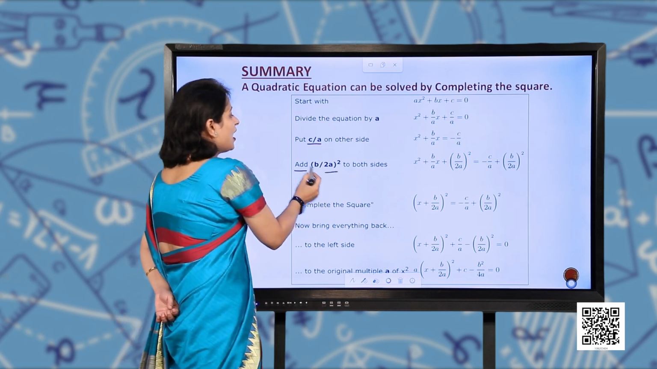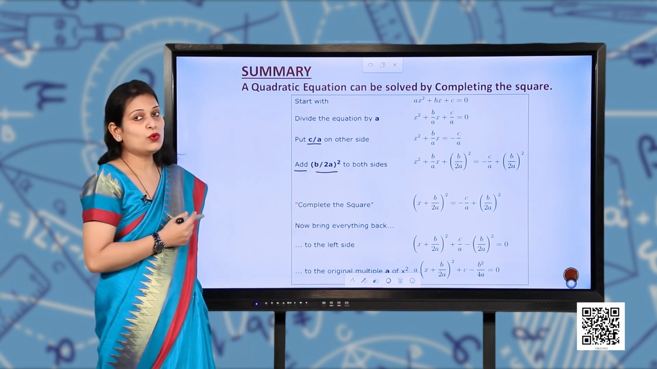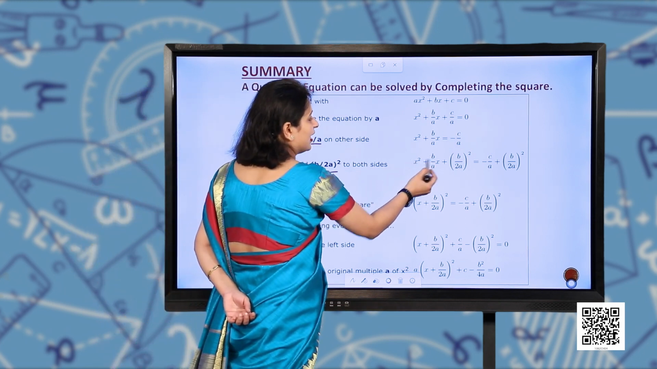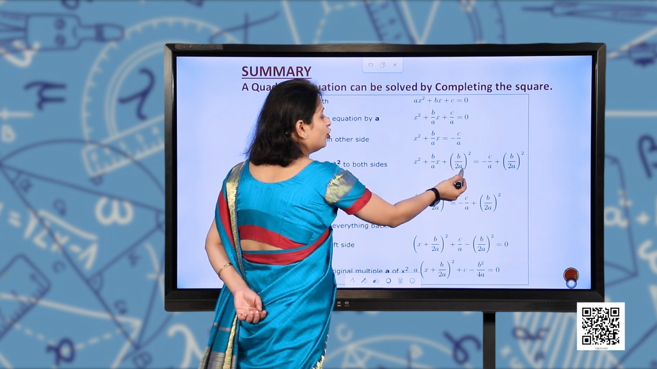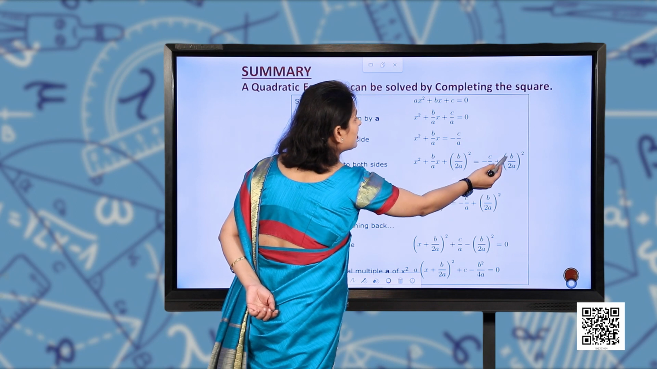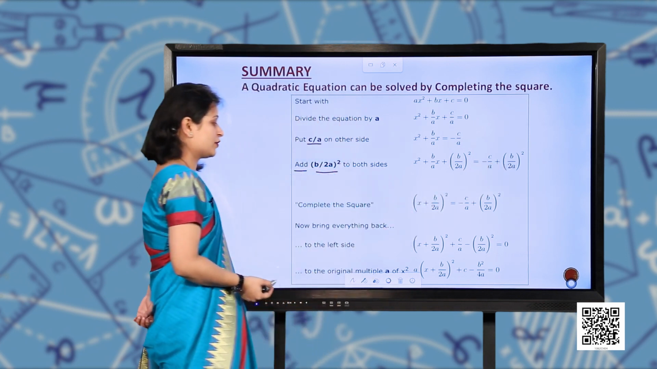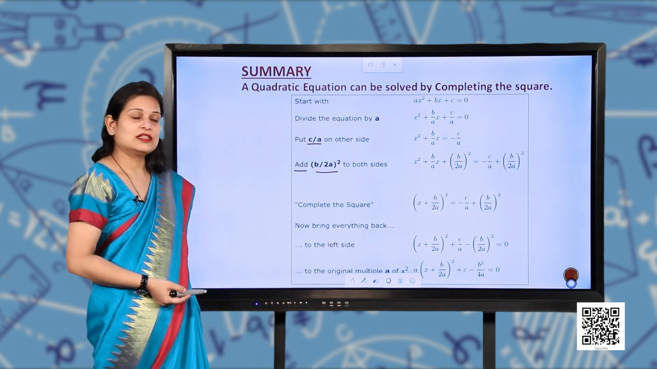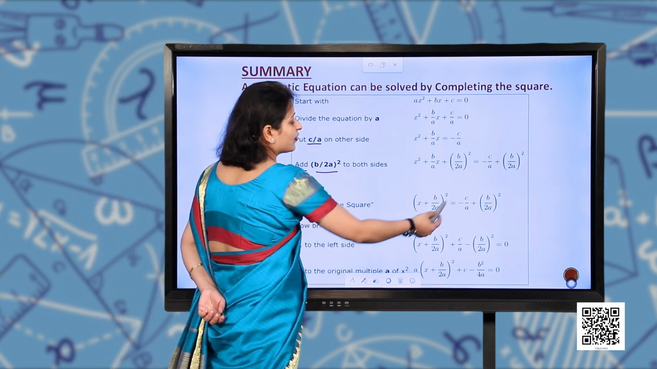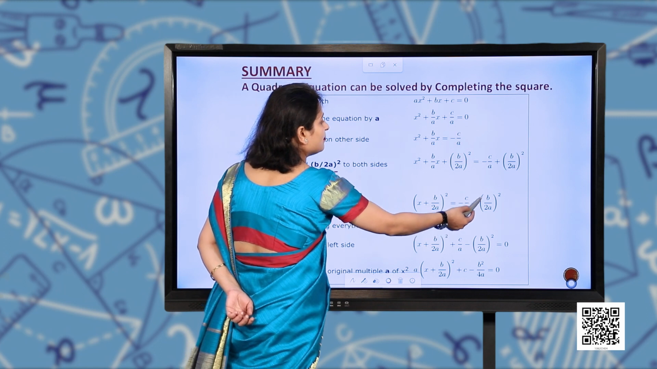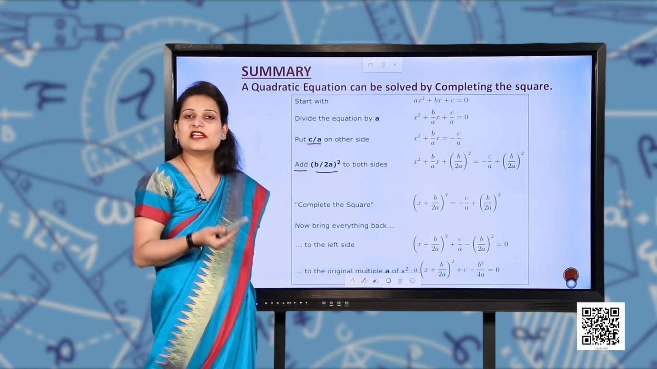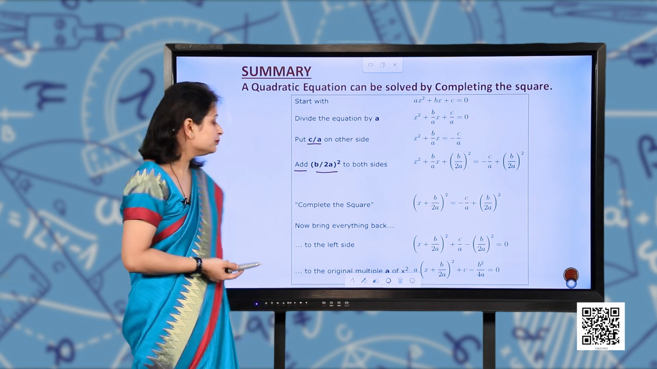Now, add b upon 2a whole square to both sides. So, we will get x square plus b by a x plus b upon 2a whole square, which is equal to minus c by a plus b by 2a whole square. Now, we have to complete the square. So, we will get x plus b by 2a whole square, which is equal to minus c by a plus b by 2a whole square, which is of the form x plus p whole square is equal to q.